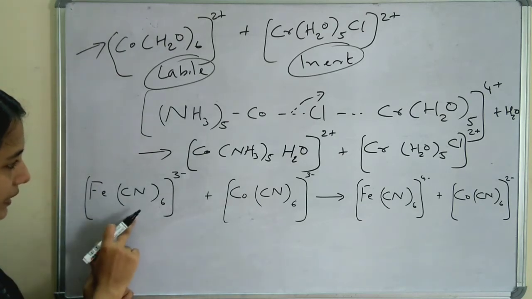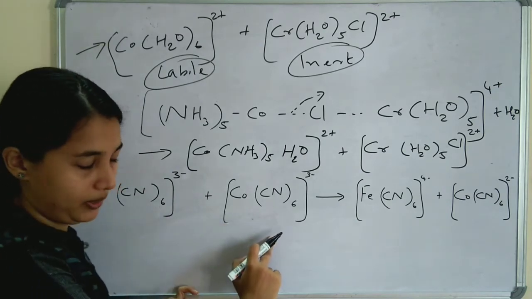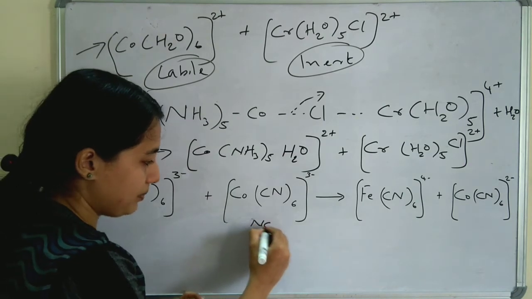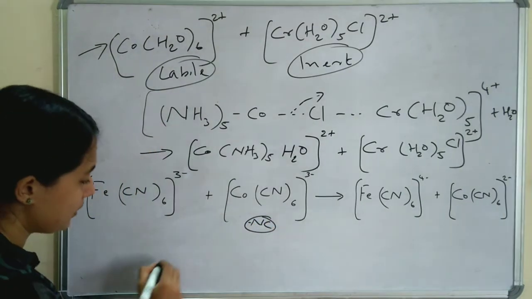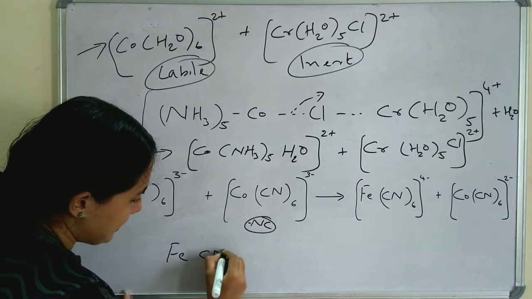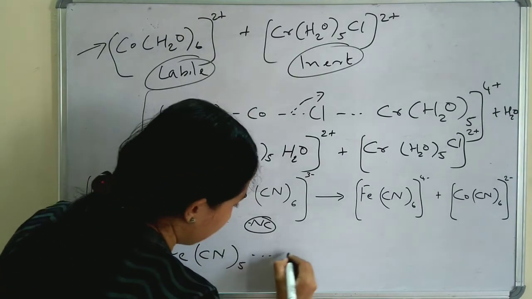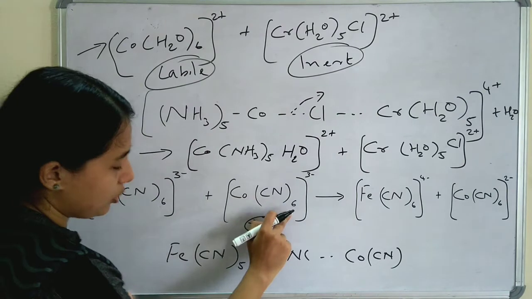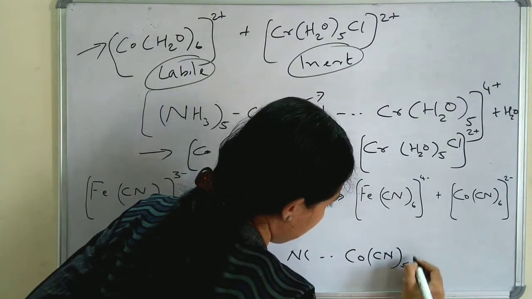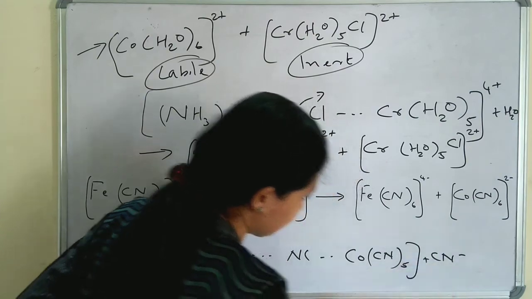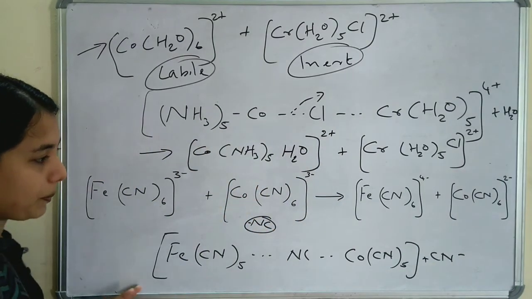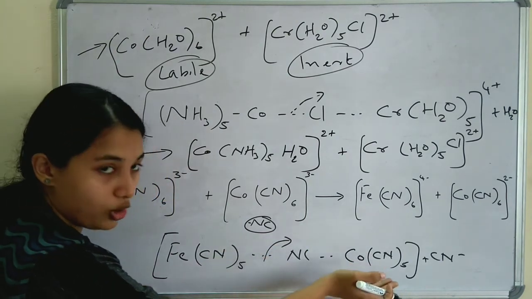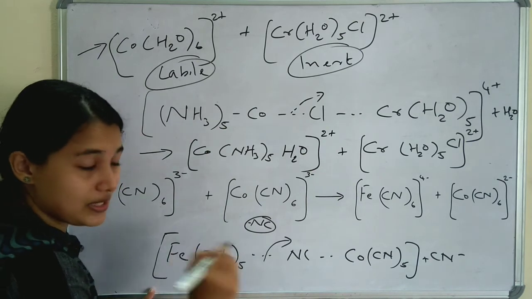Now in the second example, there is no transfer of the bridging ligand. Here we have Fe(CN)6 3- and Co(CN)6 3-. The bridging ligand will be the cyanide ligand, CN-, or we can write NC-. So the mechanism will be Fe(CN)5, then the cyanide ligand, then Co(CN)5, then a CN-. So here, when this bond is eliminated, the cyanide would go to the cobalt, breaking the Fe-CN bond.